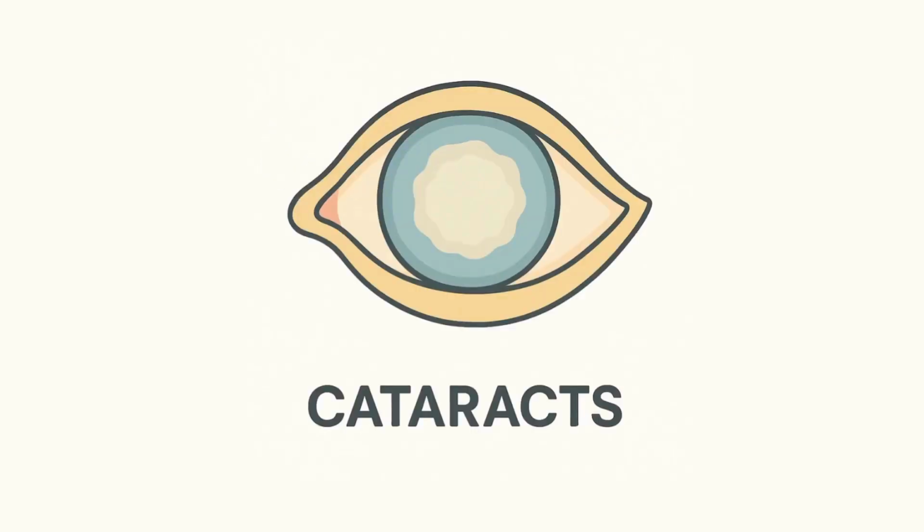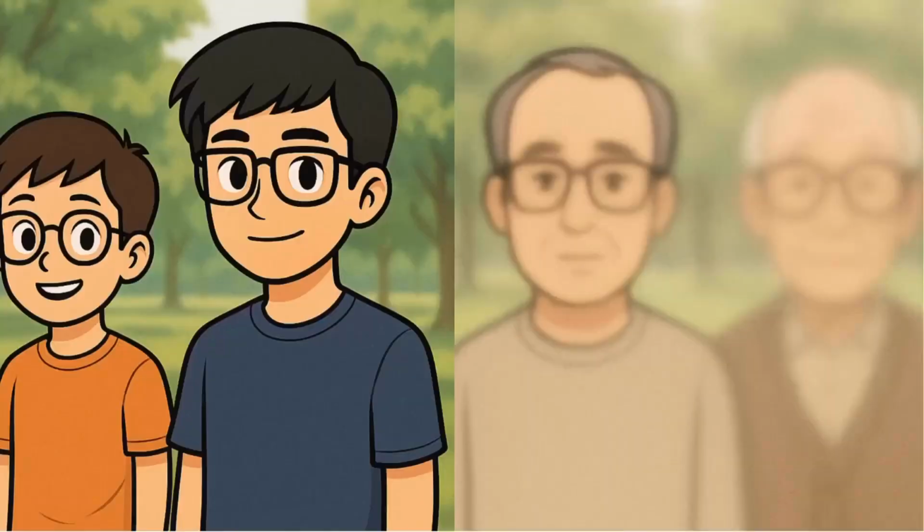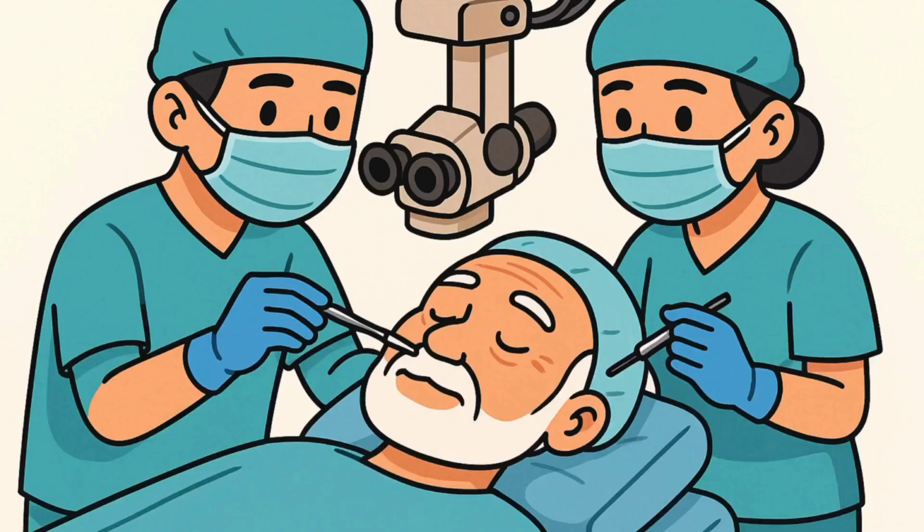Cataracts are a different kind of issue. They happen when the lens becomes cloudy and blocks light, causing vision to look foggy or washed out. Cataracts develop slowly, and while stronger glasses might help at first, the long-term solution is surgery. During surgery, the cloudy lens is removed and replaced with a clear artificial one that works almost like a natural lens.